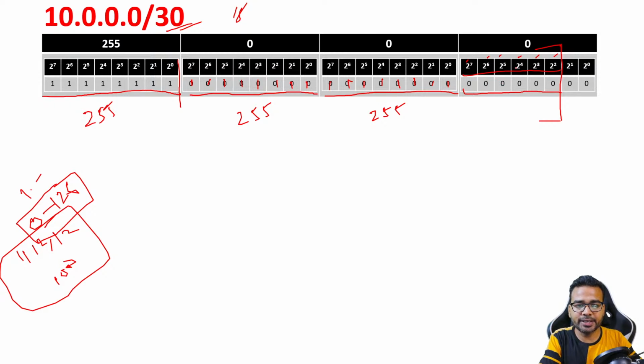So if you have any doubt, please let me know, and I hope all the doubts are clear. Then let me know the correct answer. What will you get as the last value? 2 to the power 7 plus 2 to the power 6 plus 2 to the power 5 plus 2 to the power 4 plus 2 to the power 3 plus 2 to the power 2. Tell me what the correct answer will be.